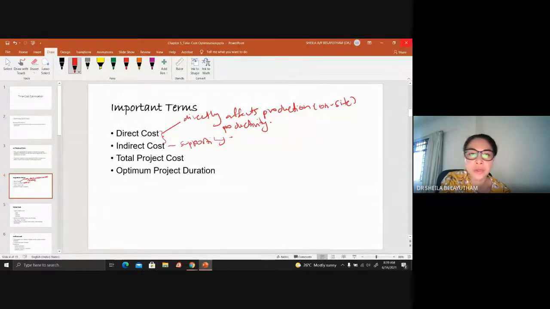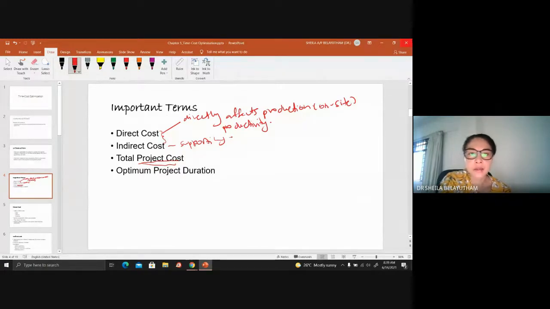Okay, so because you need both costs to run a project, you need all those workers on site, you need the machinery, you need the material, and at the same time you need engineers to direct, you need site supervisors, you need a site clerk to make sure your documentation on site is in proper manner. Okay, so those are supporting and direct, but you need both to ensure that you have the total project cost.